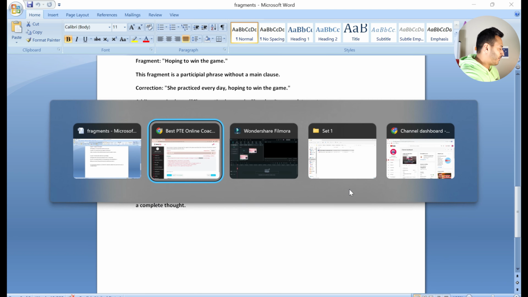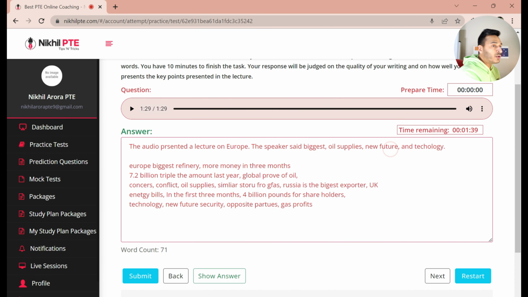These are all fragments, so you should understand. Do not think that if you put in more keywords, only then you can get good scores. You are putting in more keywords, but you are making many mistakes. There are many errors in your summarized spoken text, and you will lose your marks.